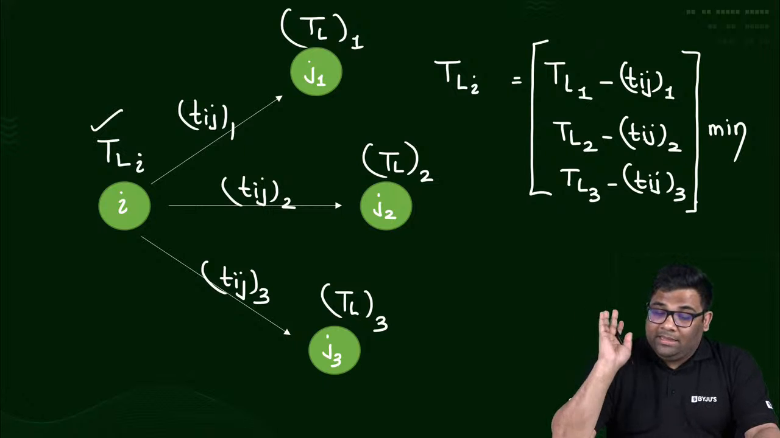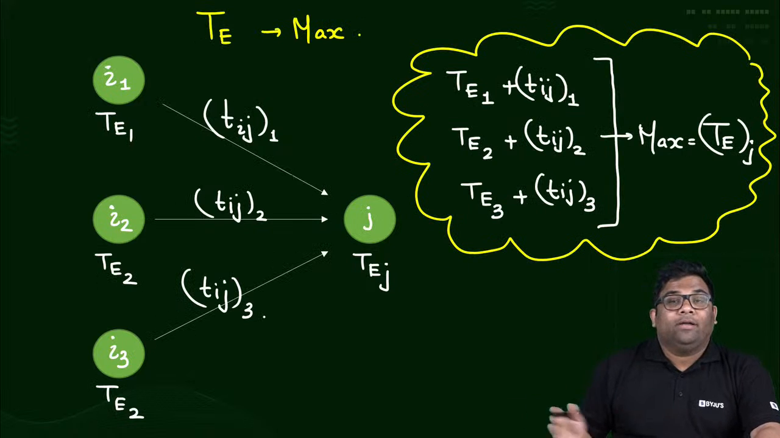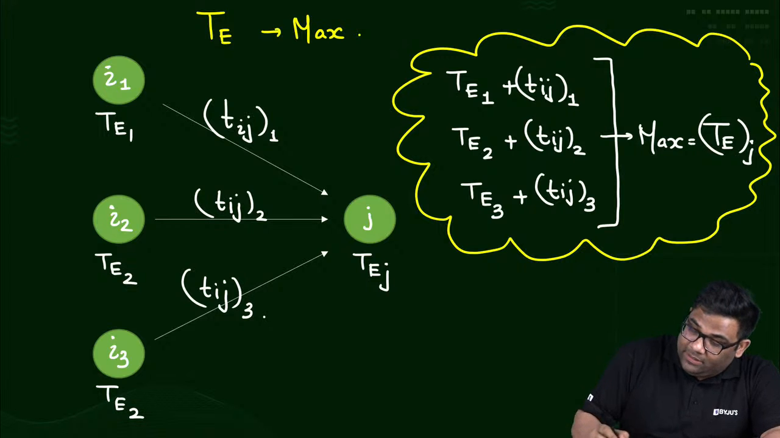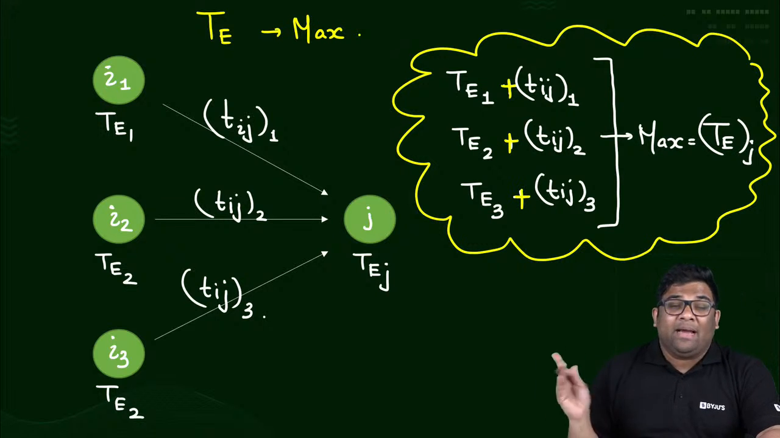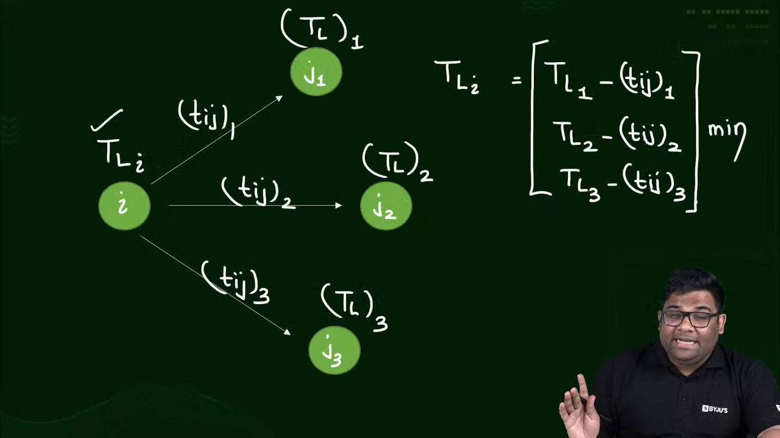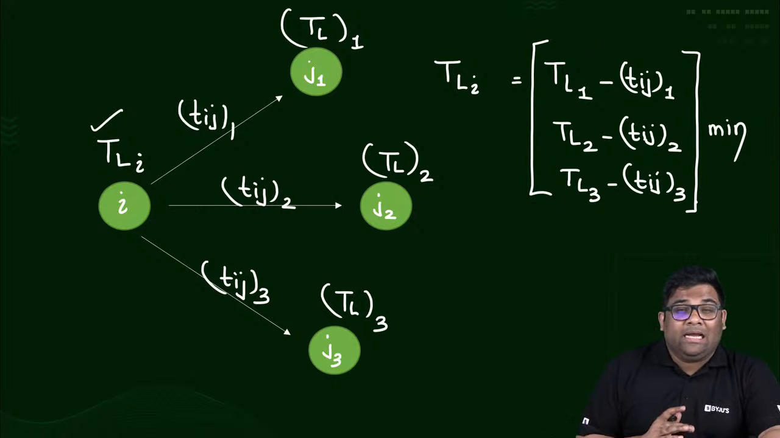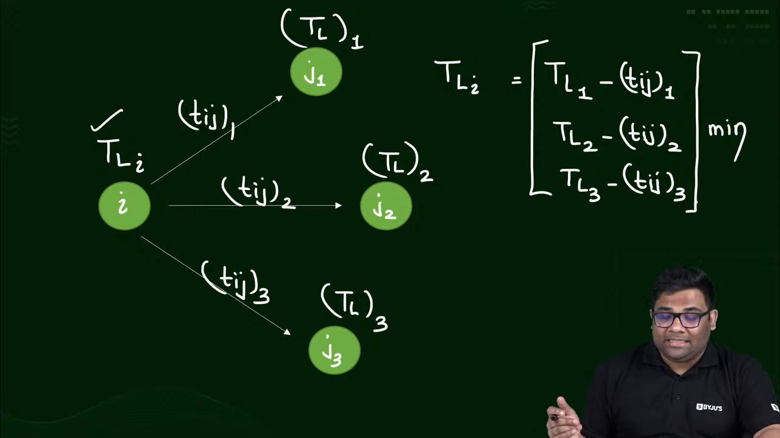Okay? That means when you are finding TE, you will go forward. Yes, you are going forward, right? You are adding, and then you are taking the maximum one. You are taking TL, you are going backwards, and you are taking the minimum one. Okay? Let us understand this by a question.